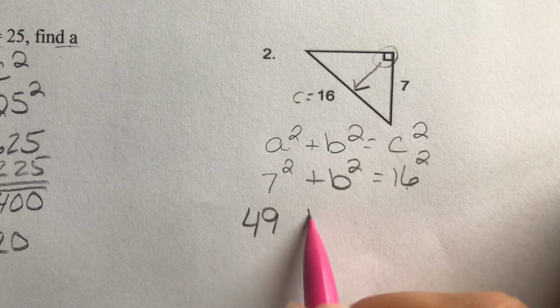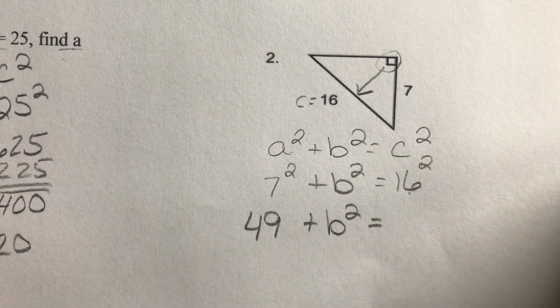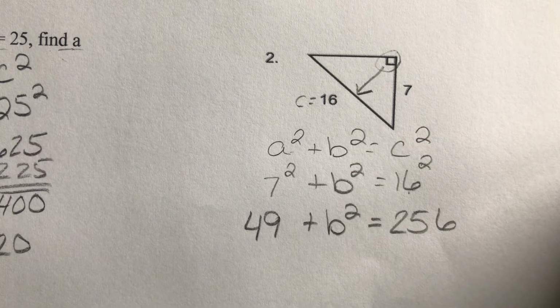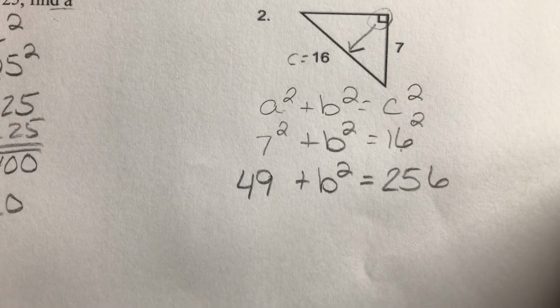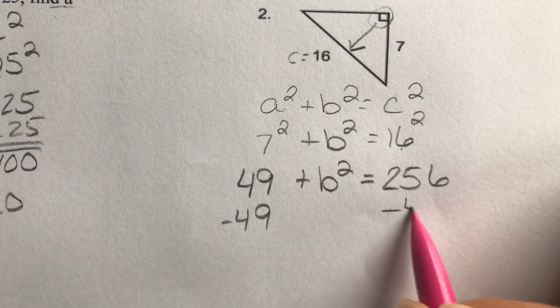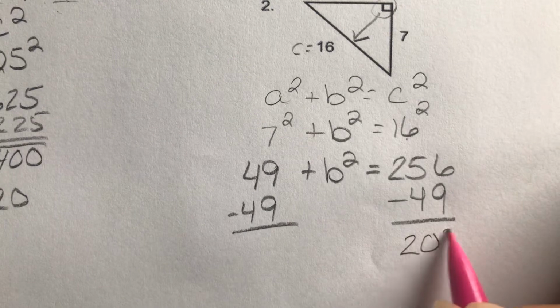7 squared is 49. 16 squared, I'm going to my calculator. 16 times 16 is 256. We now subtract 49 from both sides. So this is the only difference from Monday's lesson. Instead of adding, we're subtracting. 256 minus 49 is 207.